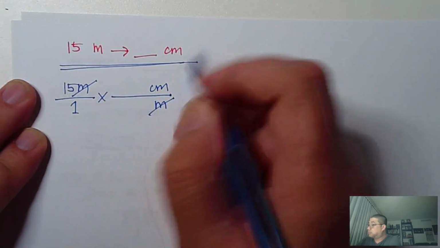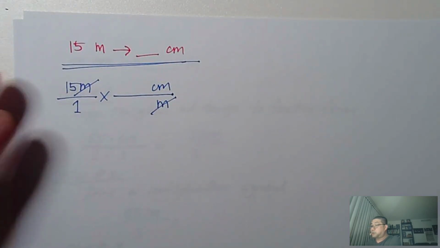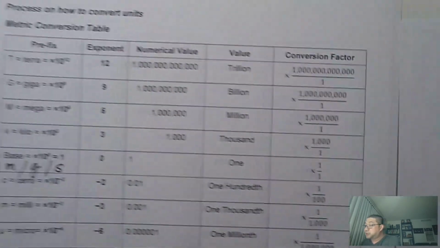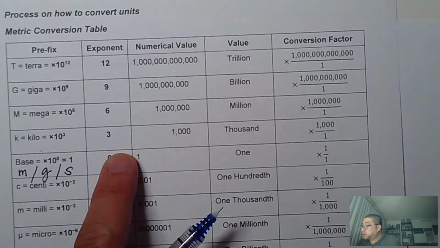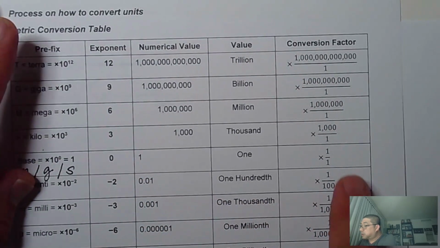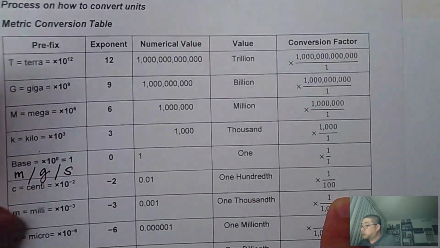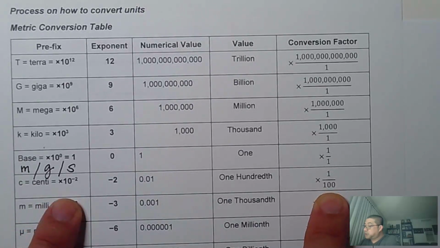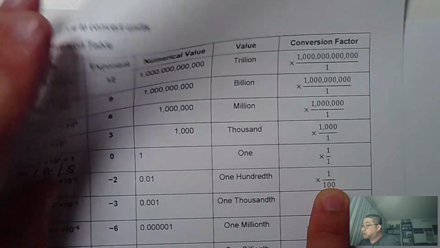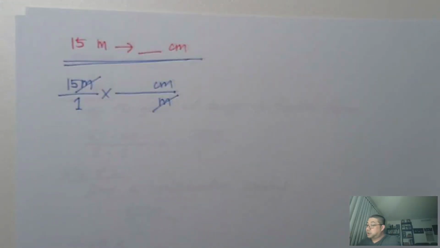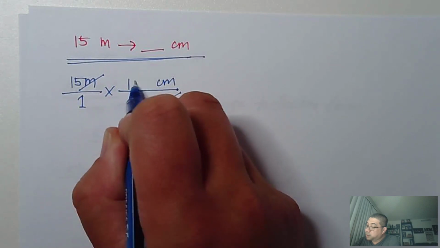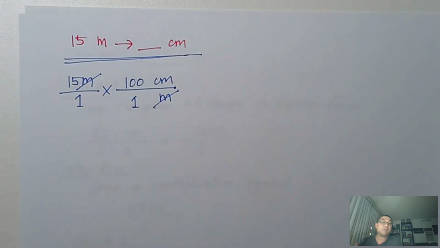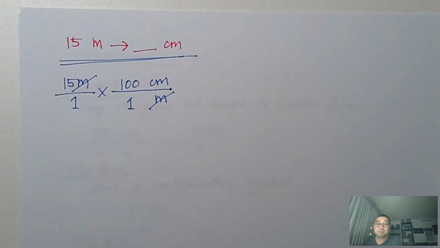Centimeters on the top. Conversion factors: meters to centimeters. So from here, for every 1 meter, there is an equivalent of 100 centimeters. So now it's the opposite of the example we did on the previous step.